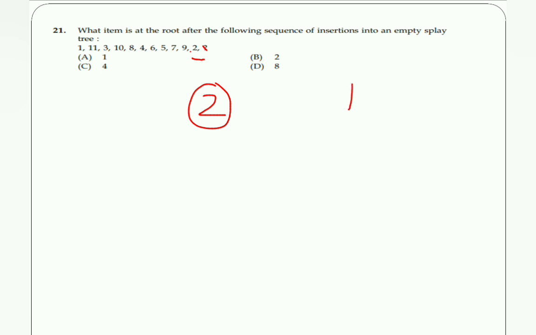So we will start from the 1 and then insert the elements 11, 3 into this binary search tree format. We will follow the binary search tree principle to insert elements into a tree. But the rule is the recently accessed one will be placed as the root of the tree so that it will be easier to access. The last one is 2, which is the recently accessed one, so it will be placed as the root of the tree. So the answer is B.